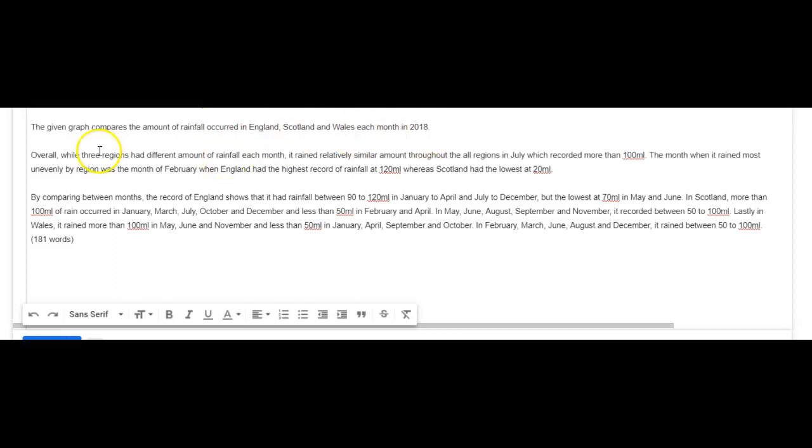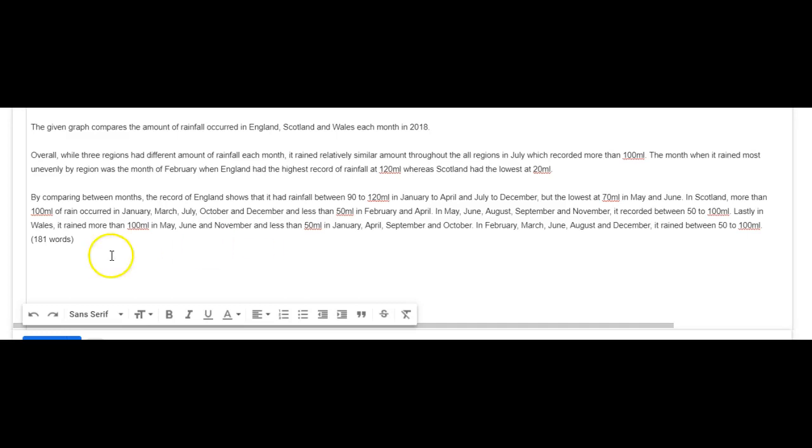month of 2018. Overall, while the three regions had different amounts, S, of rainfall each month, it rained a relatively similar amount throughout all the regions in July, which recorded more than 100 ml. The month when it rained most unevenly by region was the month of February, when England had the highest record of rainfall at 120, whereas Scotland had the lowest at 20. Okay, we'll talk about this a little further once we finish the entire answer.